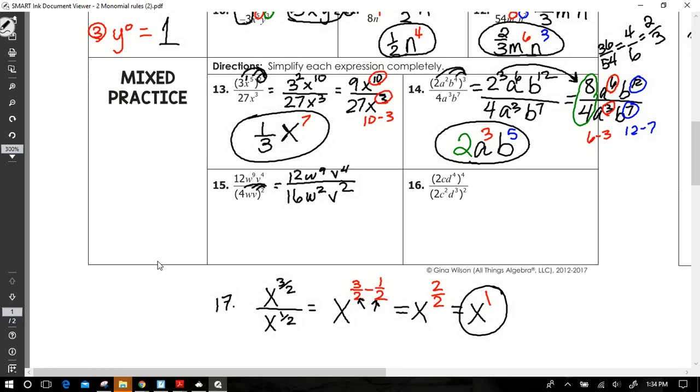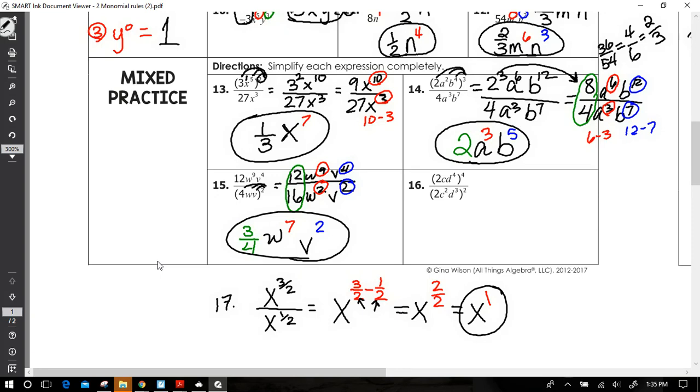All right, and now let's reduce this fraction. 12 over 16. They're both divisible by 4. 12 divided by 4 is 3. 16 divided by 4 is 4. And now I have w. 9 minus 2 is 7. And my v's, 4 minus 2 is 2. And let me just add my v. And that's it. Great job.